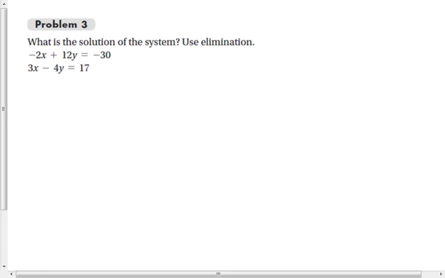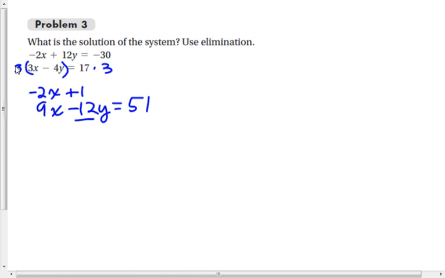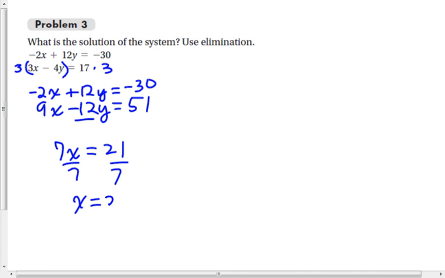If we multiply this bottom equation by 3, we end up with this equation, 9x minus 12y equals 51. And notice that the coefficient of y is minus 12 there, and in the top equation, the coefficient is positive 12. Now, if I add these two together, I'll eliminate the y. So negative 2 plus 9 is 7x, and negative 30 plus 51 is 21. Divide both sides by 7, and I get x equals 3.